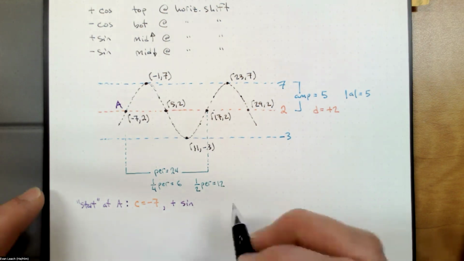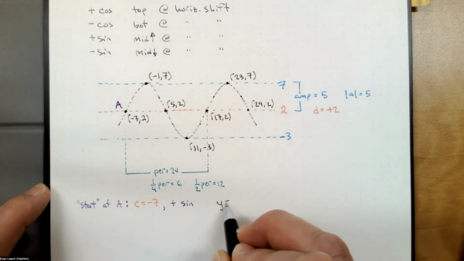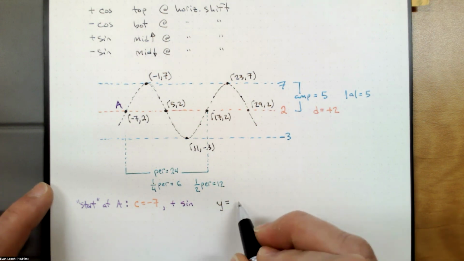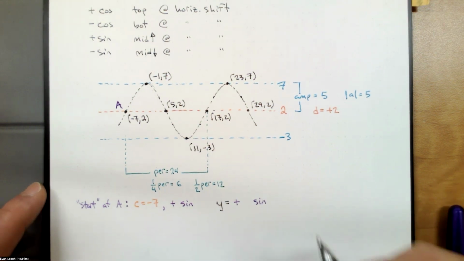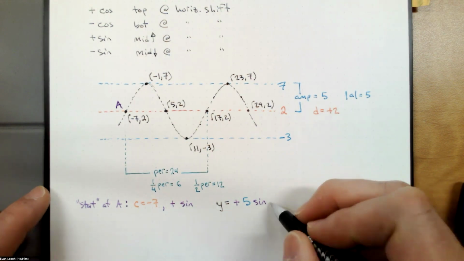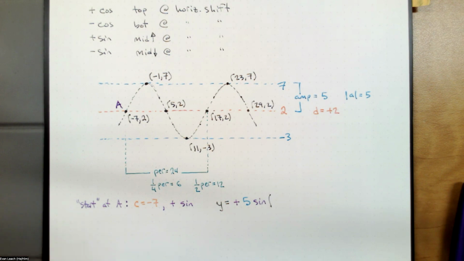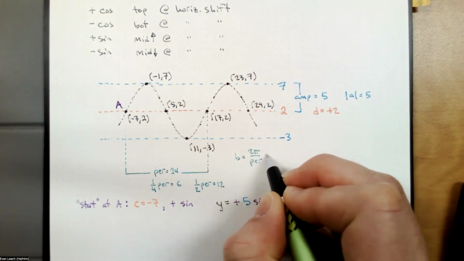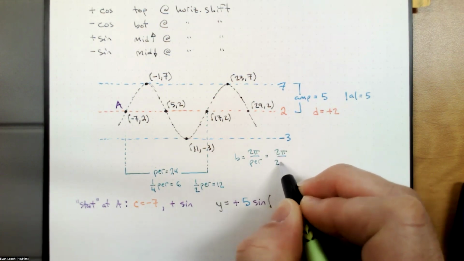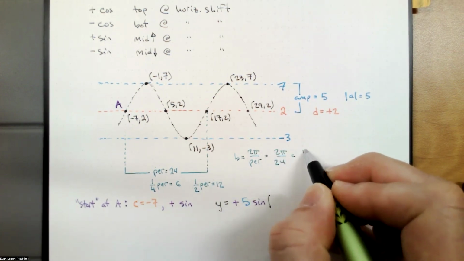So when we write our equation, it's going to be a positive sine. I left a gap because that's where the amplitude goes. The period is 24, but we don't put 24 into the function. We have to figure out what B is. So B is 2 pi divided by the period. In this case, that's 2 pi divided by 24. Cancel a 2 out, we can write pi over 12.